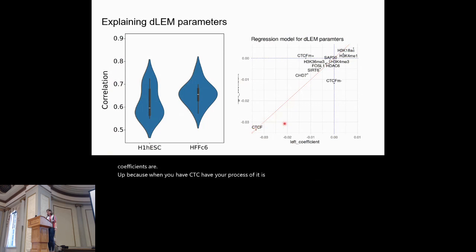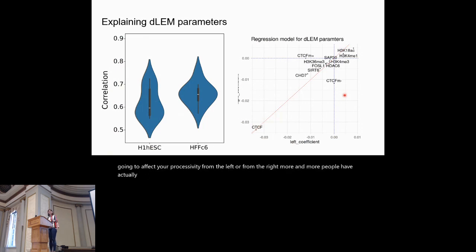Another sanity check that we can point out here: we have CTCF, this is not ChIP-seq, this is CTCF M, the CTCF motif. And the motifs are stranded. So we have a plus and a minus motif. Of all the coefficients, these are the ones that are completely distinct, right? Because the motif does affect processivity in a directional manner. Depending on which way your CTCF is pointing, it's going to affect your processivity from the left or from the right more. And more people have actually measured it. It's like a factor of 4 or 5. So this actually also checks out.